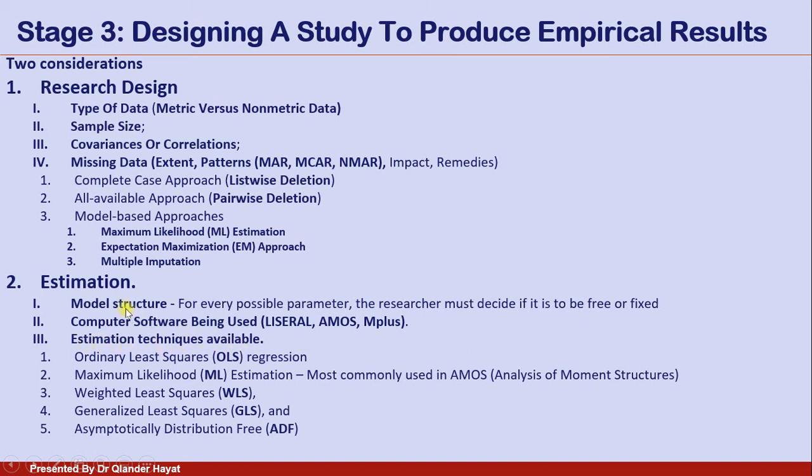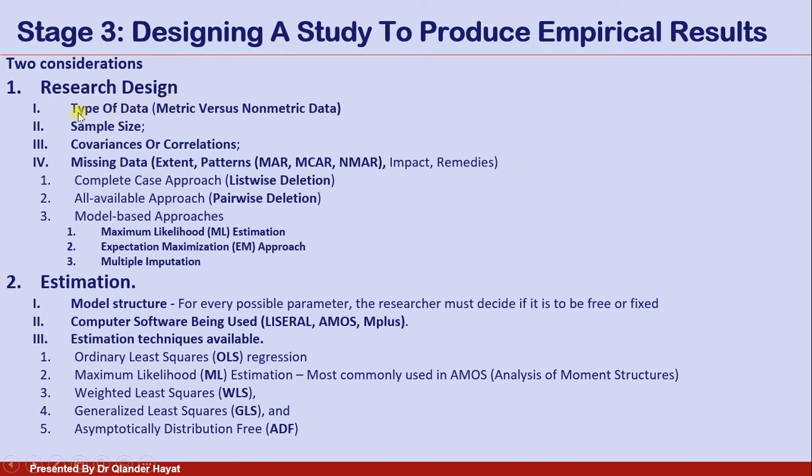When we are talking about the model structure, we have to see possible parameters, and we have to see which parameter is free and which is fixed. Then we have to select any software. Either we are going to use LISREL, AMOS, or Mplus. The third thing, we have to decide the estimation techniques, and there are certain other techniques mentioned here, and most of the time we use maximum likelihood. Now see all these considerations one by one.